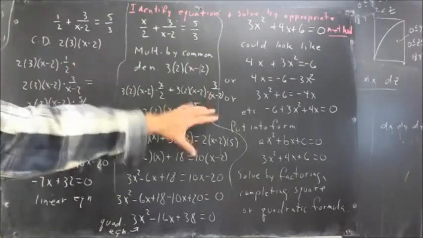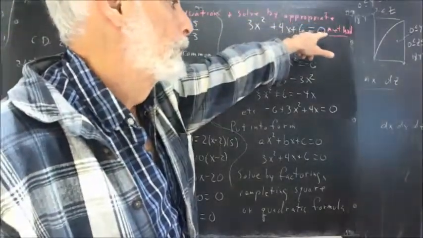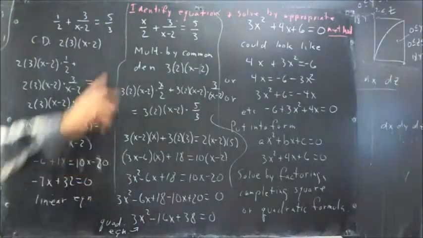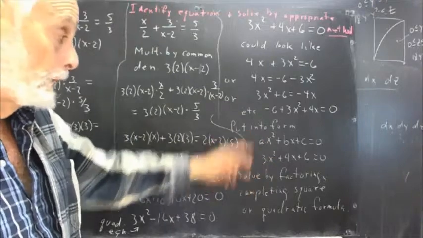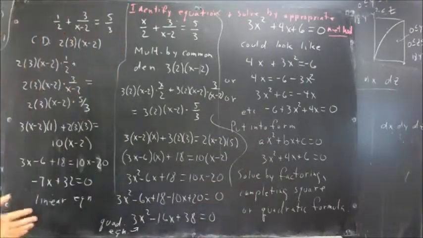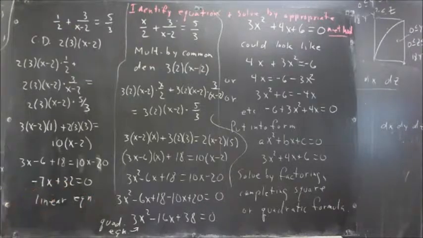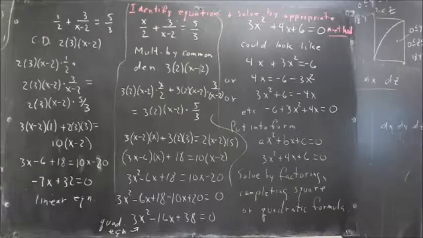The bottom line, the message here is identify your equation and solve it by an appropriate method. I don't know if you can read that word method. I kind of messed it up. Okay? Identify your equation, solve by the appropriate method. If it's quadratic, there are your methods. If it's linear, well, you know exactly what to do there. You got to subtract 32 from both sides, divide by minus 7. You get x equals 32 over 7.